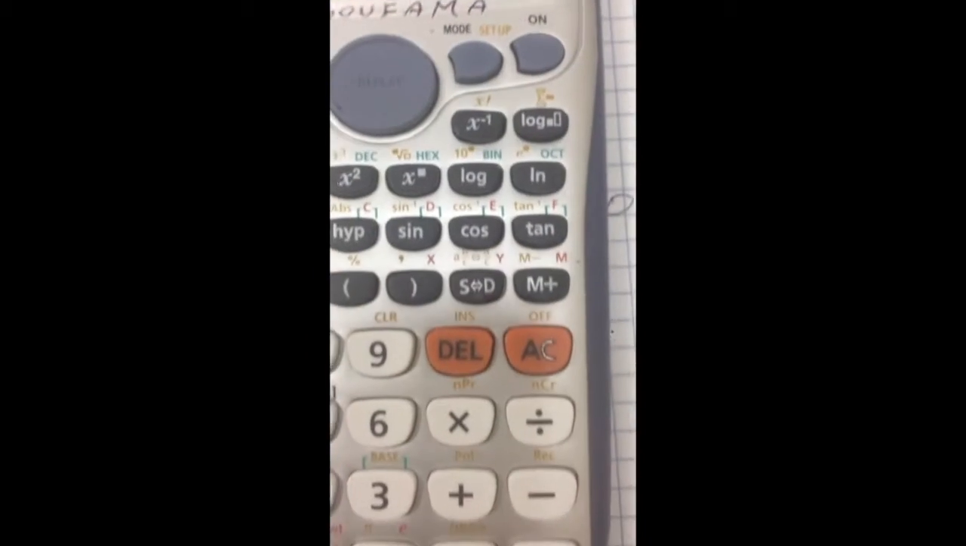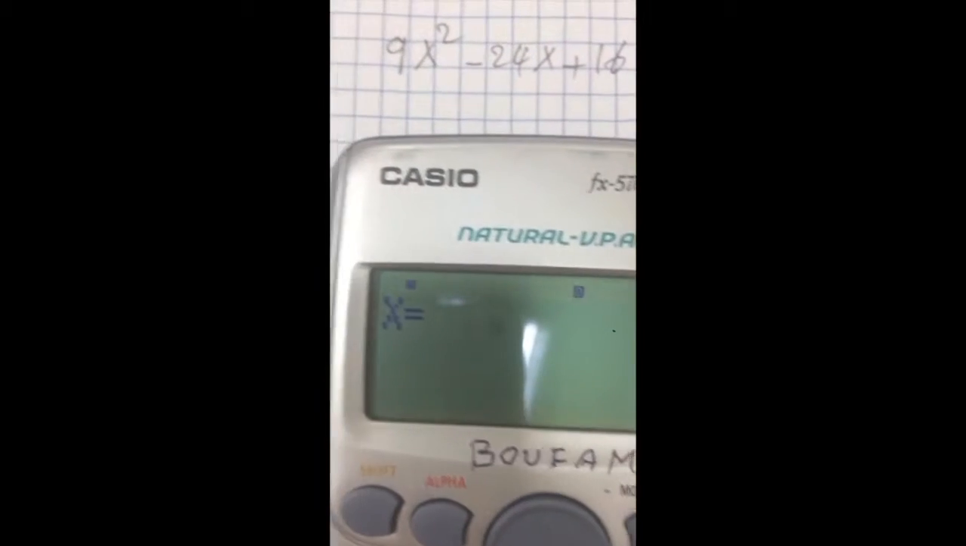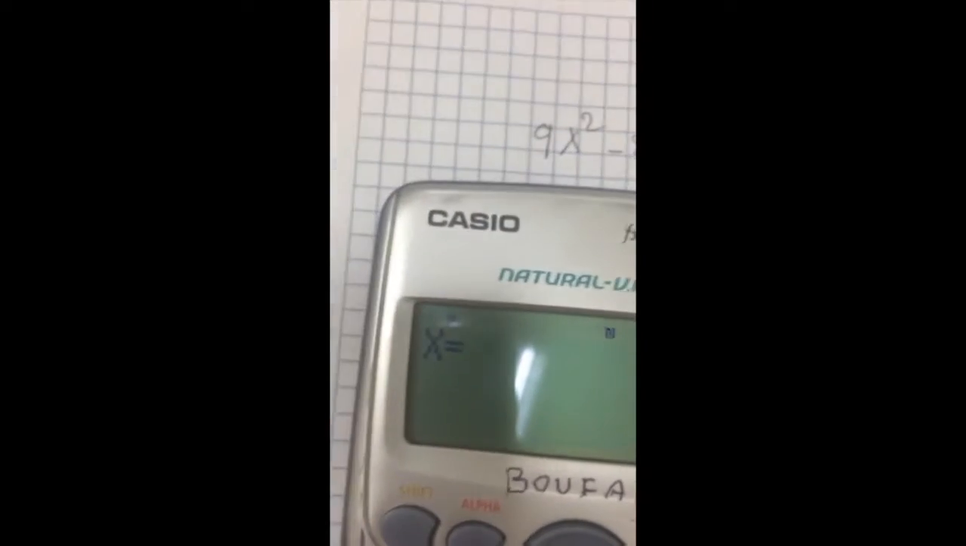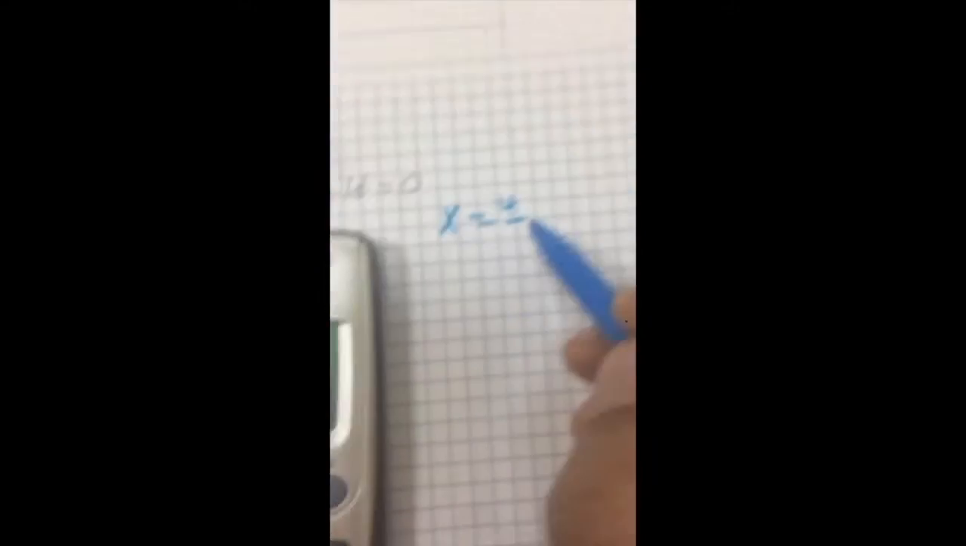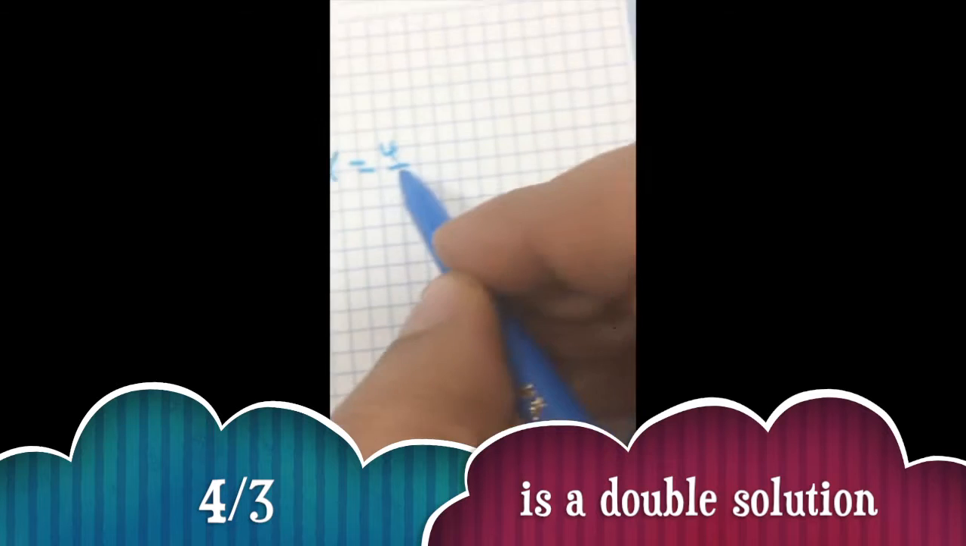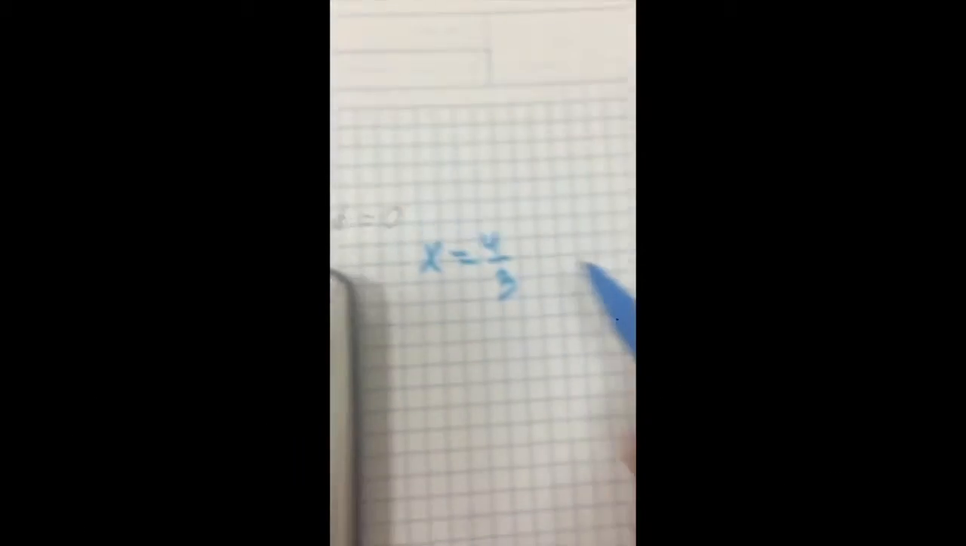Now we get solutions by pressing equal. The first equal, here we are, only one solution in this case. As you can see, x equals 4 over 3, one solution. This solution is called a double solution. That means two equal solutions.